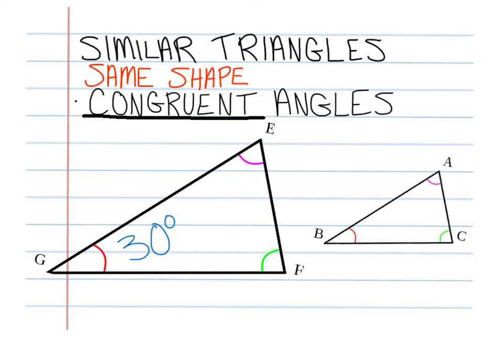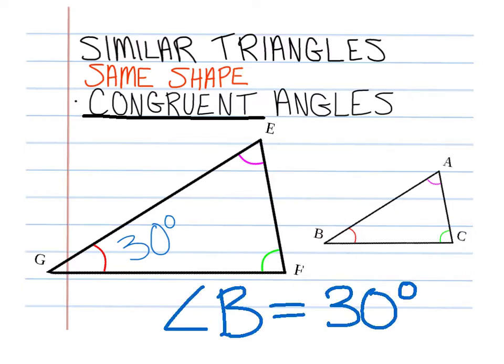So if angle G is 30 degrees, and angle G and angle B are congruent, that means that angle B is going to be 30 degrees also.